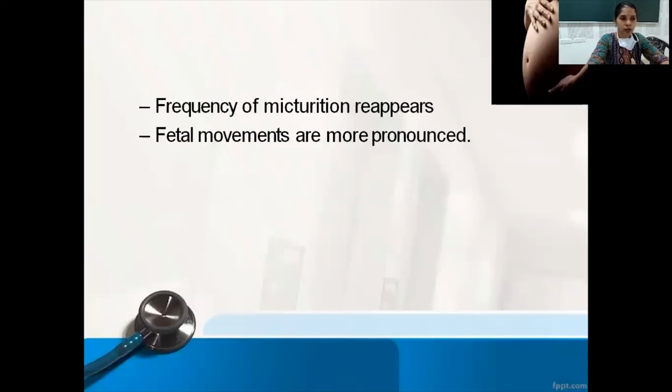Then the pelvis enlarges, which facilitates preparing for the delivery of the baby. Then the head comes down. When the head is engaged, there will be pressure on the bladder, so increased frequency of micturition. Fetal movements are more pronounced in the third trimester.